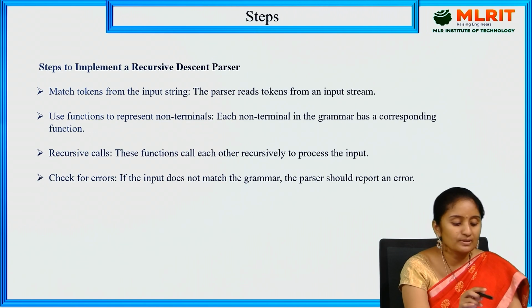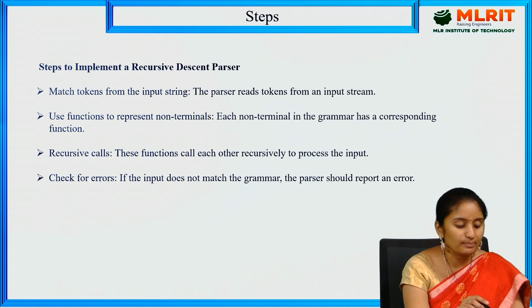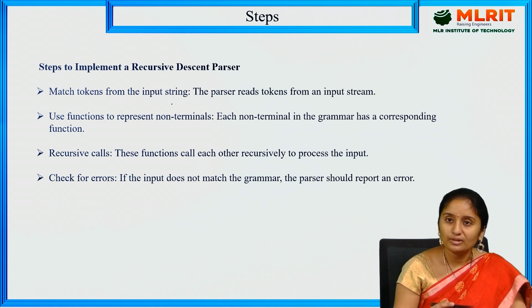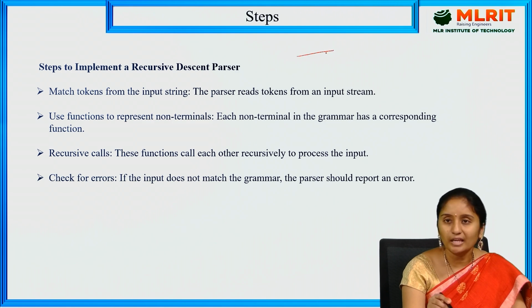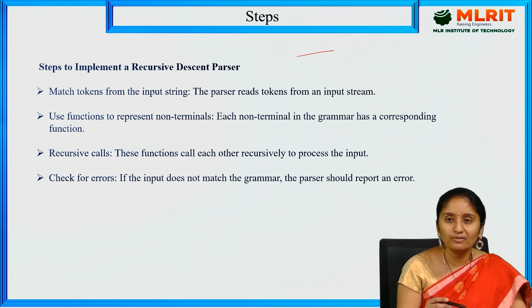What are the steps used to implement the recursive descent parser? Match tokens from the input string. First, we construct the recursive descent parser. Then we take one input string and check whether it is matching or not. If it is parsed successfully, then we say that the given string is correct.